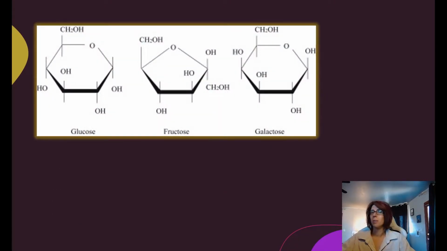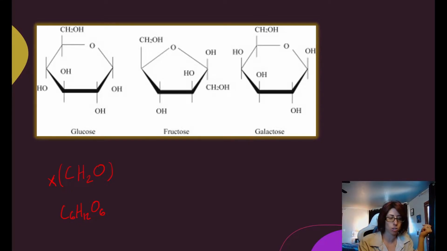Now, sugars all have a similar chemical formula. They all have the ratio of 1 carbon to 2 hydrogens to 1 oxygen, but you can multiply those ratios as many times as you want. So X times CH2O. In glucose, we have C6H12O6. Sugars have the same number of carbons and oxygens and twice as many hydrogens as carbon. If you have 6 carbons, you'll have 6 oxygens, and 12 hydrogens, because that's double 6.